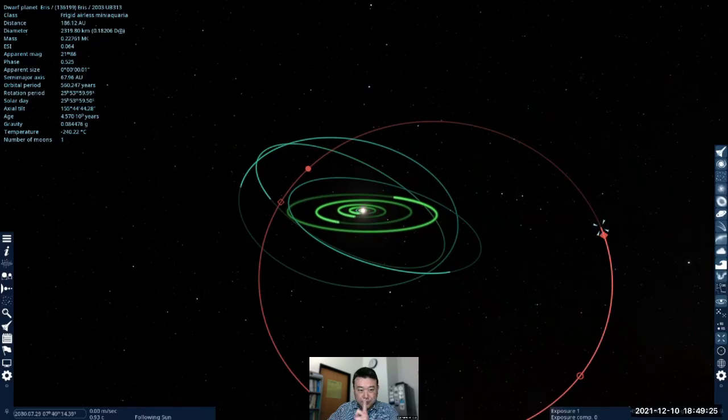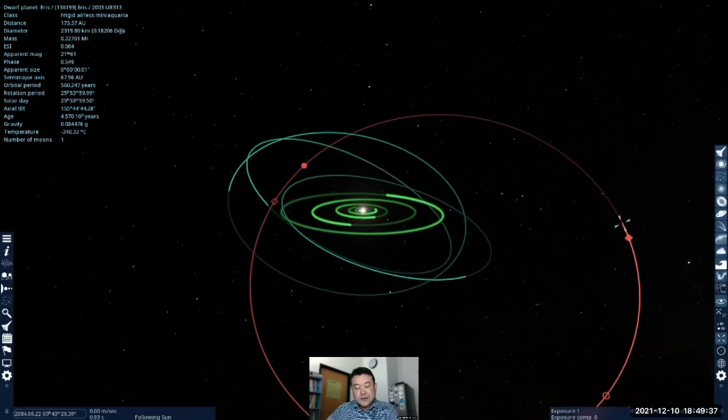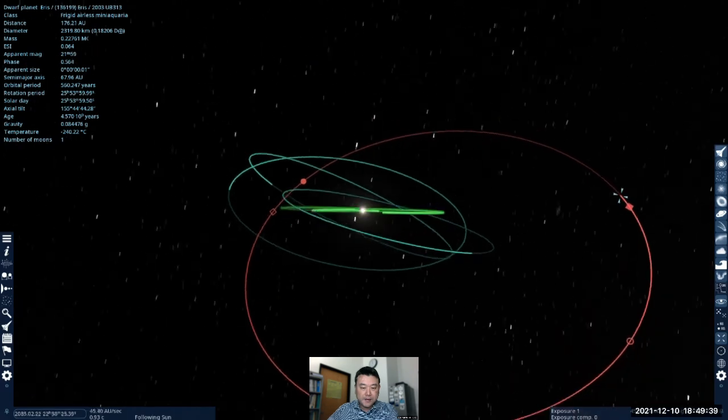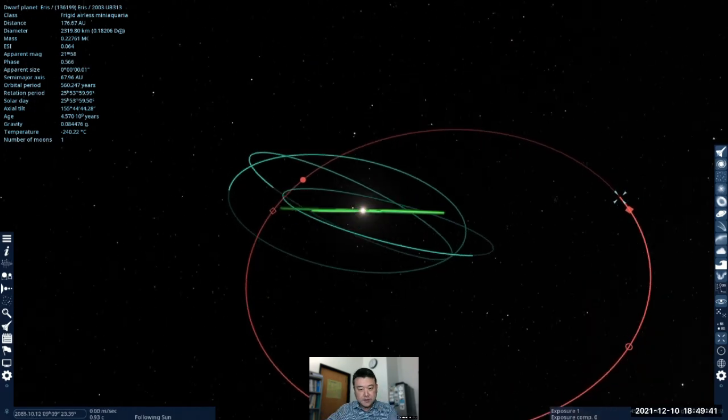So Eris, who discovered it? It's one of the first dwarf planets, because it's the discovery of Eris that really put the status of Pluto as a planet in danger, because there are ways in which Eris is very similar to Pluto. So look at the mass of Eris. That's about 23% of the mass of the Moon.